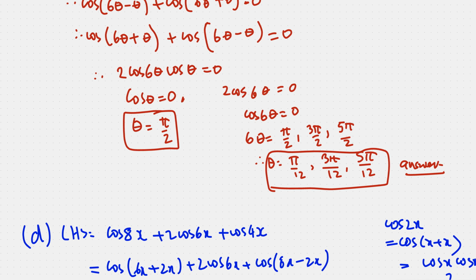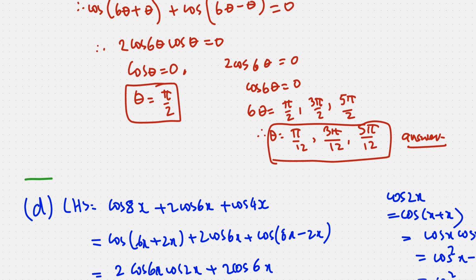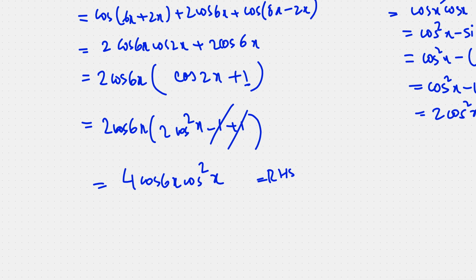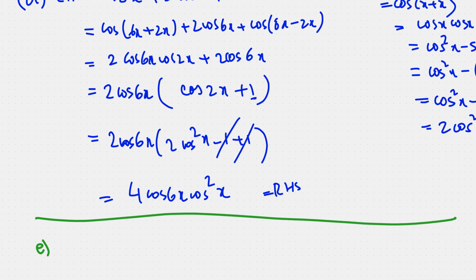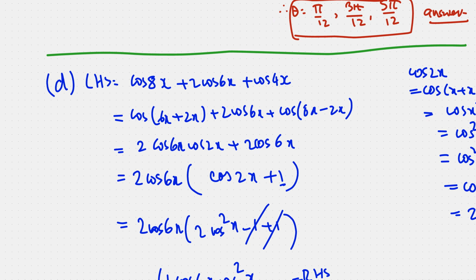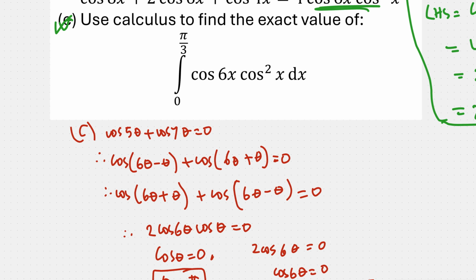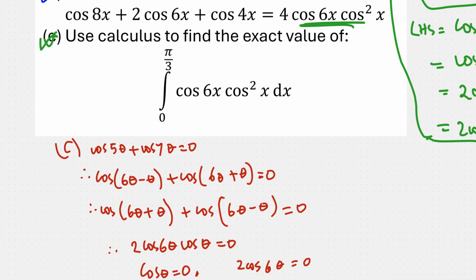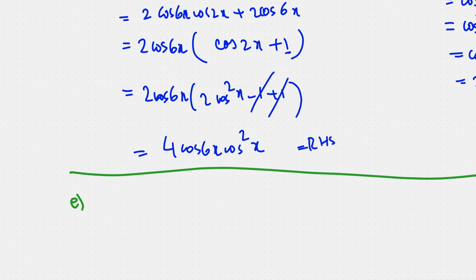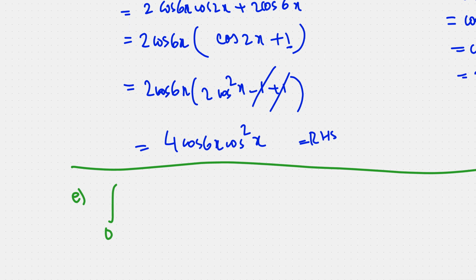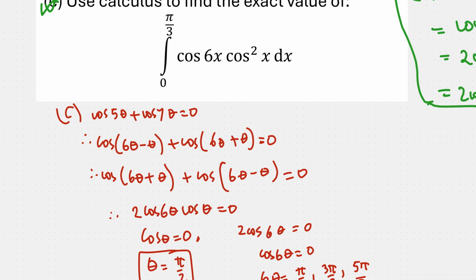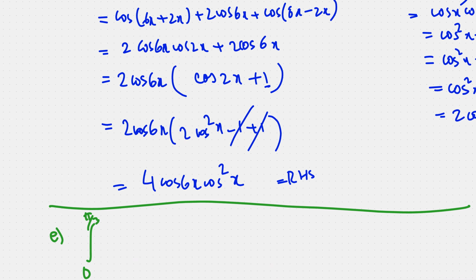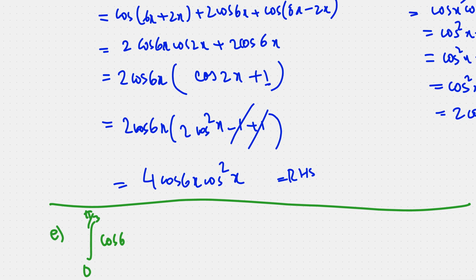I have to go further down. So this is done. One bit done, the next bit done. So then I'm going to look at part E. Where's the question? Integrate 0 to pi over 3, cos 6x cos square x dx.